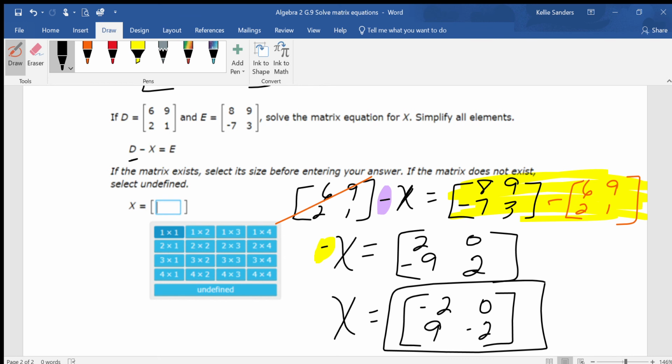Okay? So I've shown you 2 different ways to be able to solve these problems. Have fun. Make sure you practice.